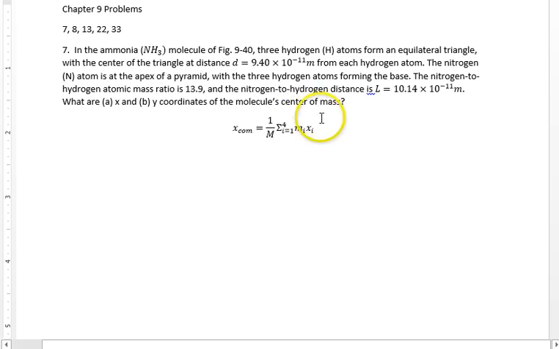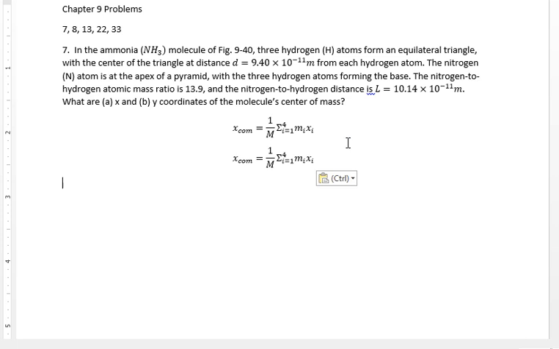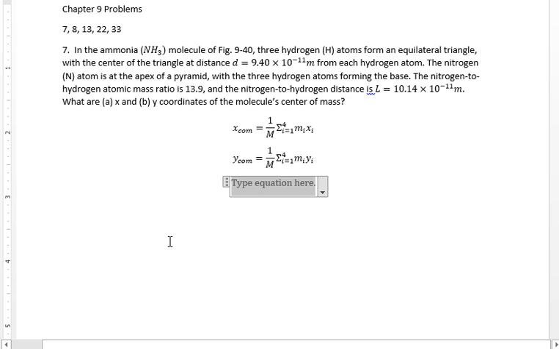And we do exactly the same thing in the y direction. For the y center of mass, all we do is change these to y, that's y, and this is y sub i. So the key issue is figuring out what all the x sub i's are. One of them is easy. The nitrogen is at 0. We'll call nitrogen 1.